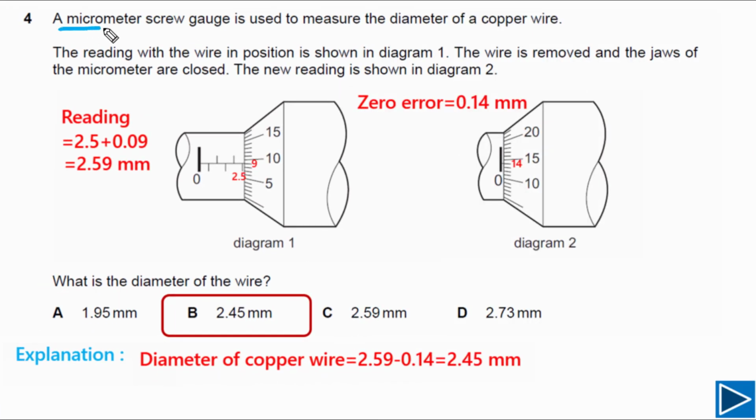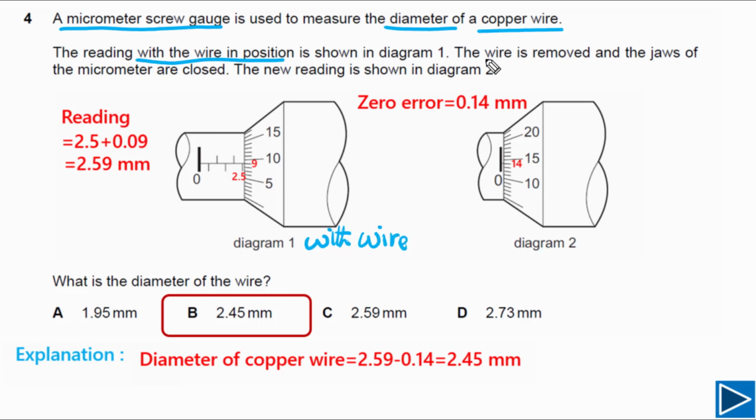For this question, a micrometer screw gauge is used to measure the diameter of a copper wire. We have two diagrams here, diagram 1 and diagram 2. Diagram 1 is when the wire is inside the jaws of the micrometer, so this is shown in diagram 1, with wire.